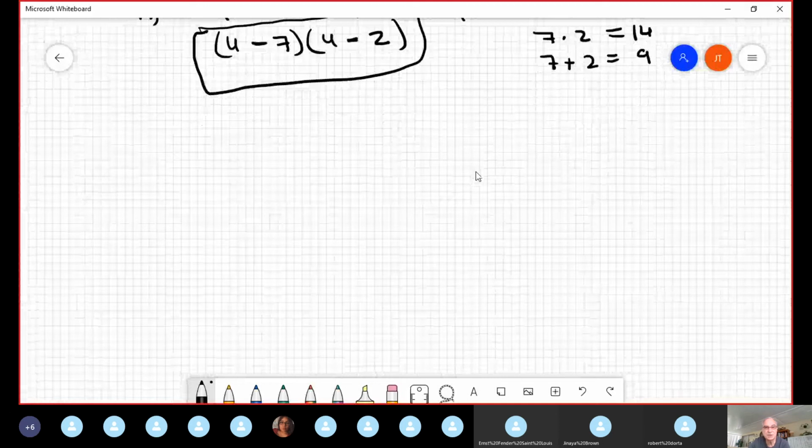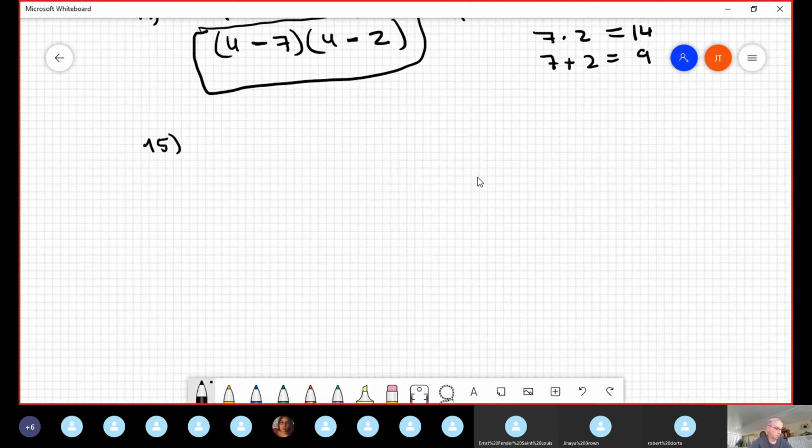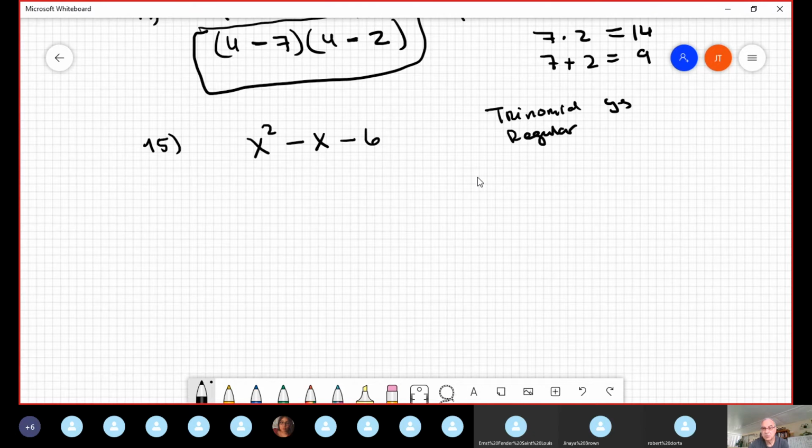Let me try 15. Guys, we are doing trinomials. Trinomial is very, very complicated. X to the second power minus x minus 6. Okay? Trinomial, yes or no? Yes. Regular, yes or no? It's regular, yeah. Why? Because the coefficient here is 1. Look, when the coefficient is 1, it's regular. Okay, so I open immediately two parentheses.